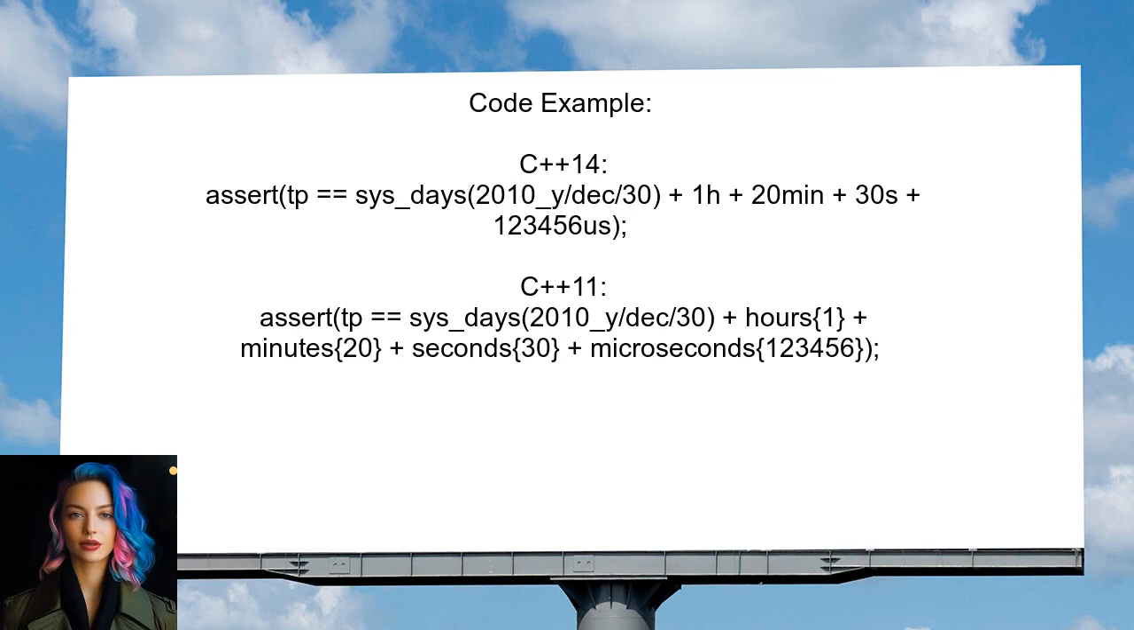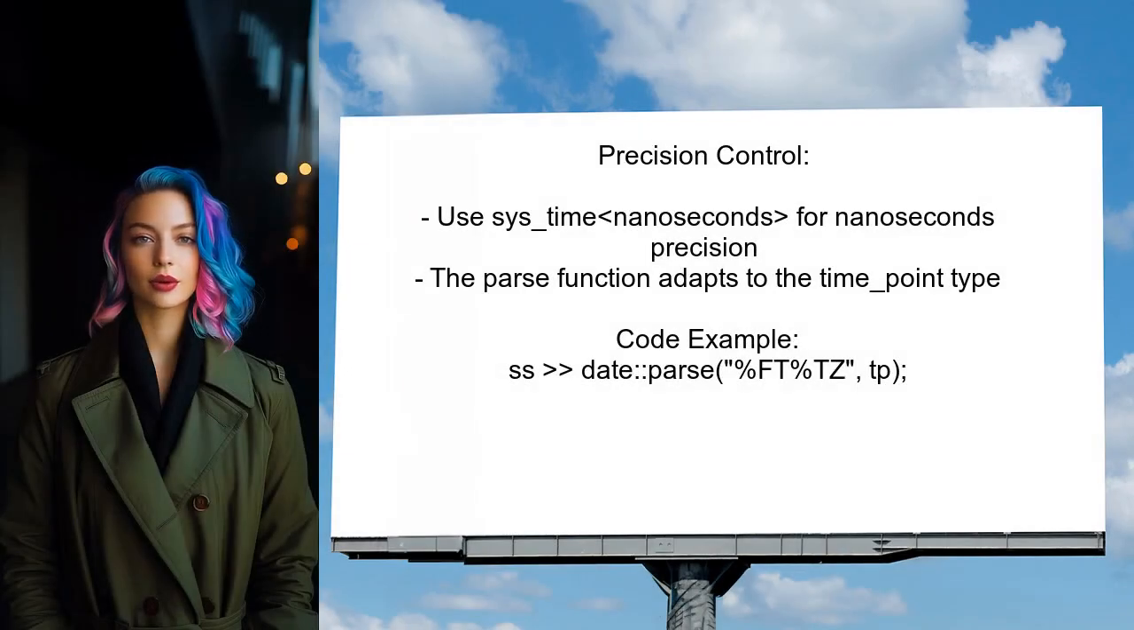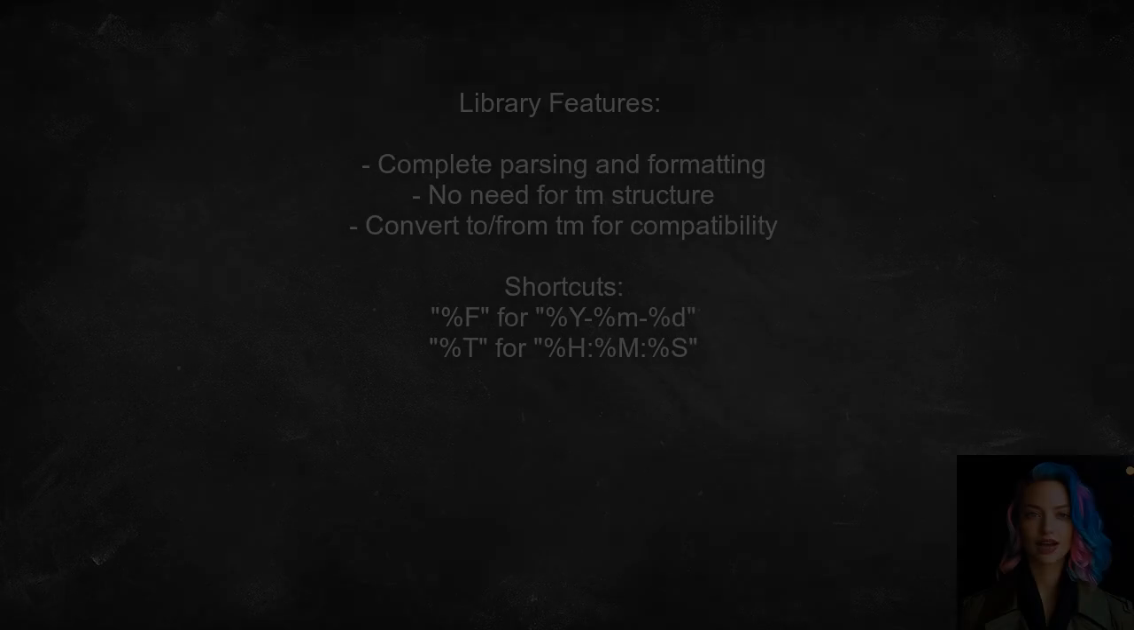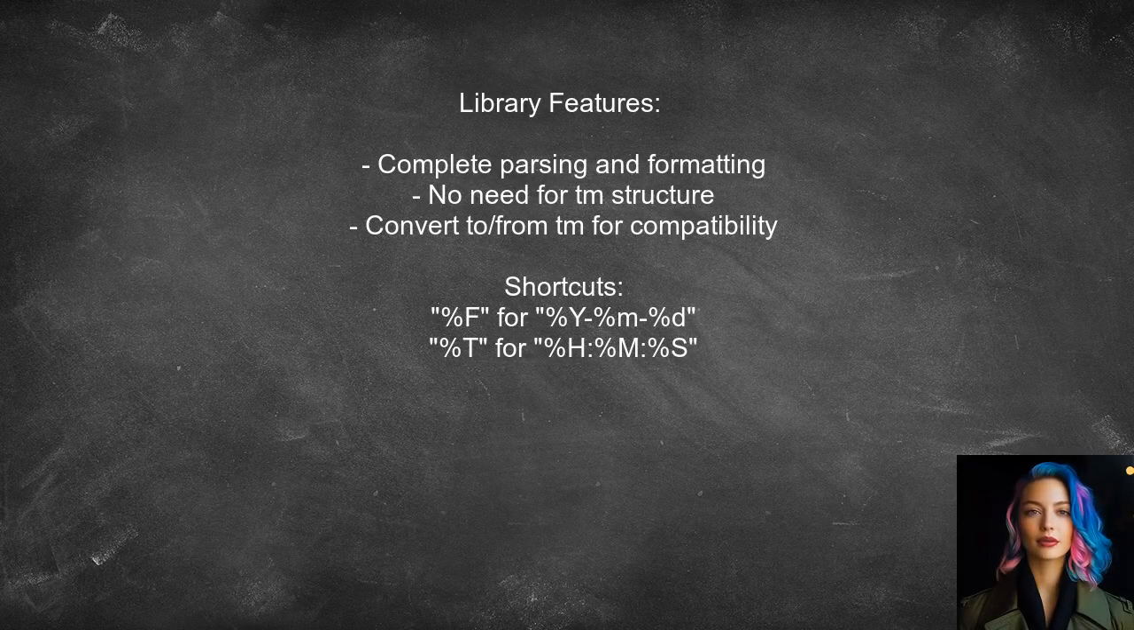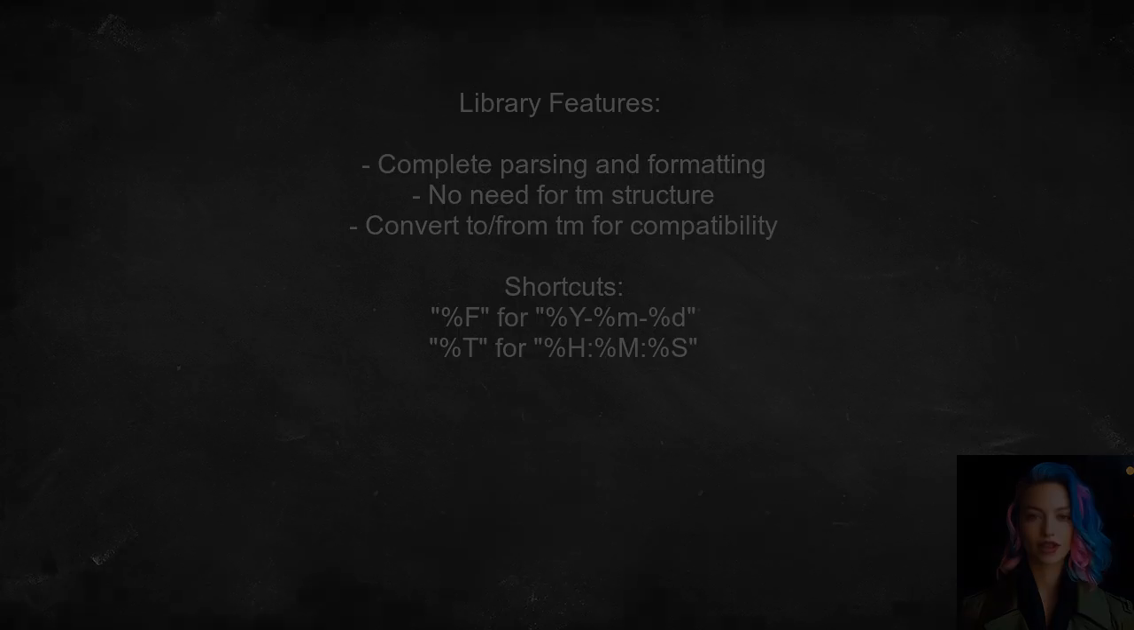The library uses C++14 chrono literals, but if you're on C++11, you can still achieve similar results with a slight modification. The library also allows you to control the precision of the parsing based on the time point type you use. If you input a time point with nanoseconds precision, it will attempt to parse as many digits as possible. Lastly, the library provides complete parsing and formatting capabilities, eliminating the need to work with the outdated tm structure. You can convert to and from tm for compatibility with other code if necessary.